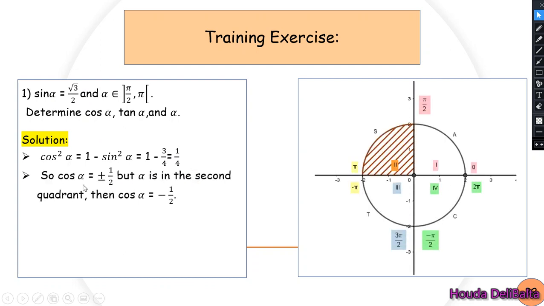So to find cosine alpha, I have to take the square root of cosine squared alpha, the square root of 1 over 4. So cosine alpha is either plus half or minus half. Now I have to choose the exact true value for cosine alpha. Cosine alpha is either plus or minus half, but I go back to the condition. Alpha is in the second quadrant.